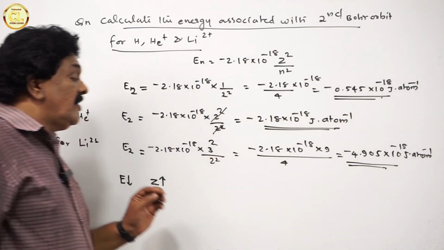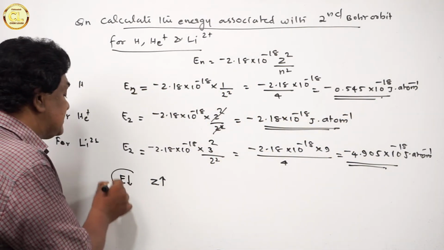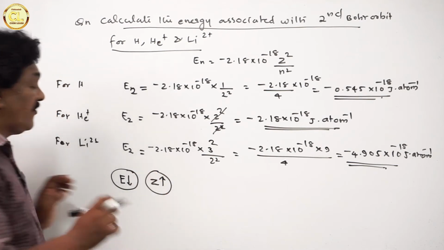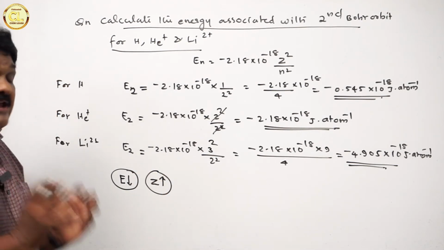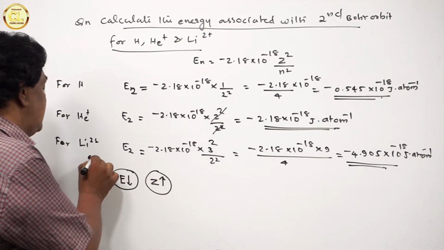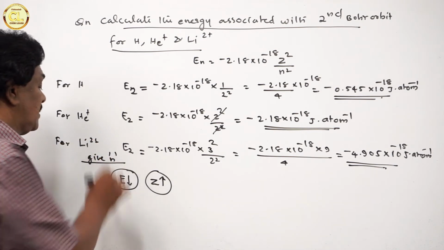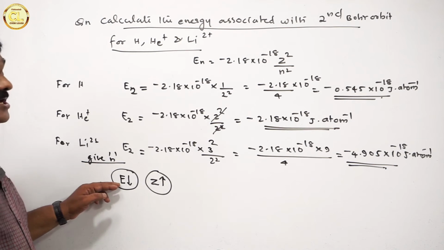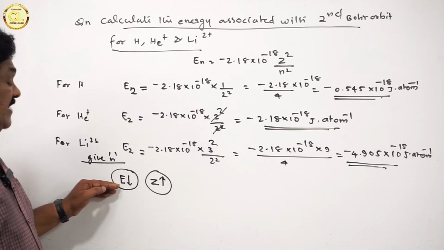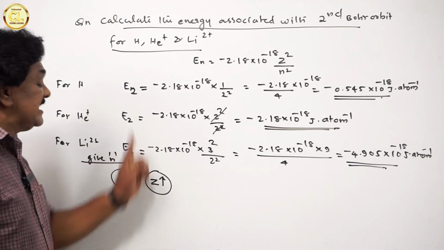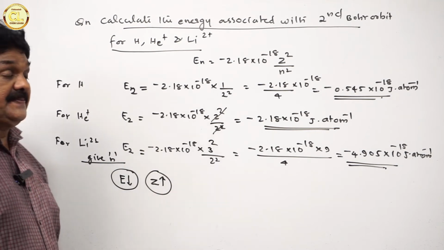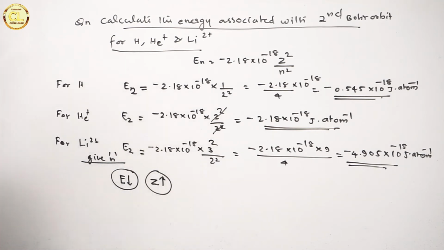From this, we can attain this generalization, that is, for a given n value or given orbit, the positive energy value decreases with the increase in atomic number. That's all.